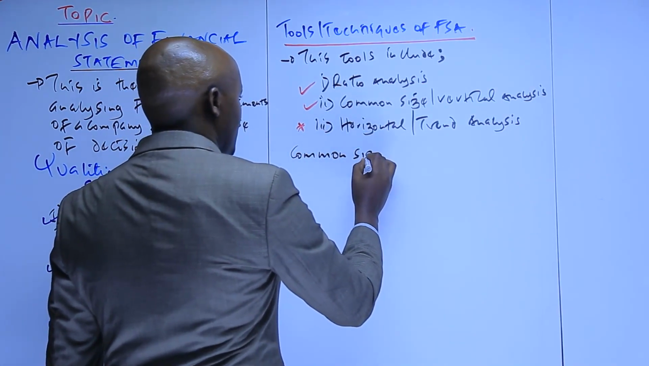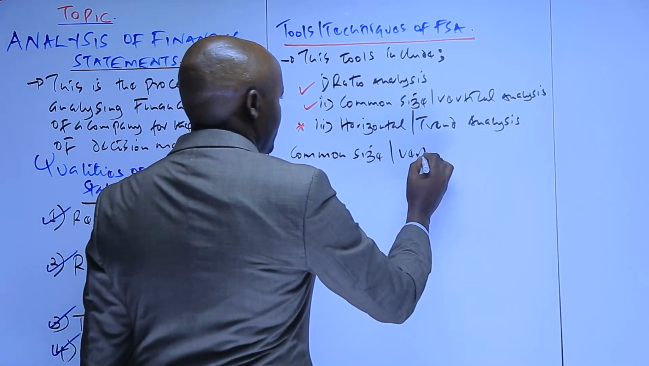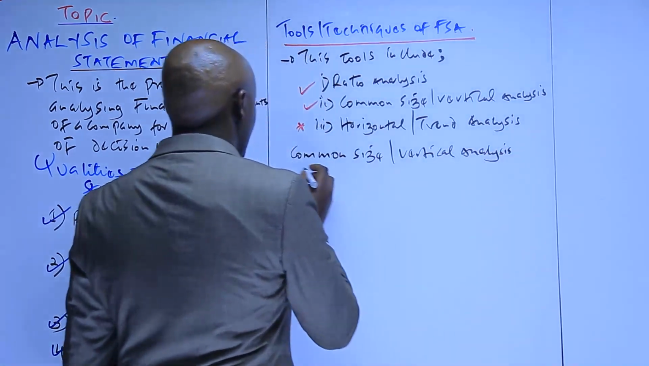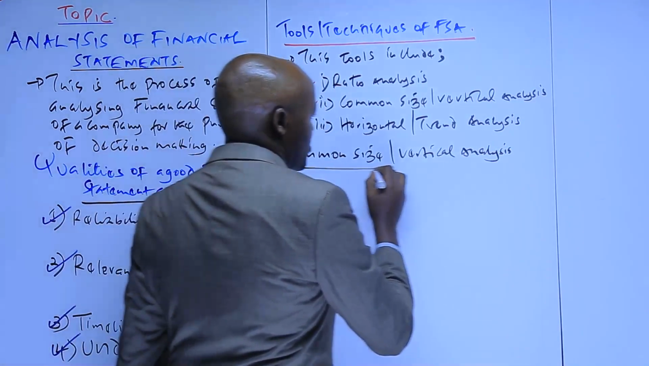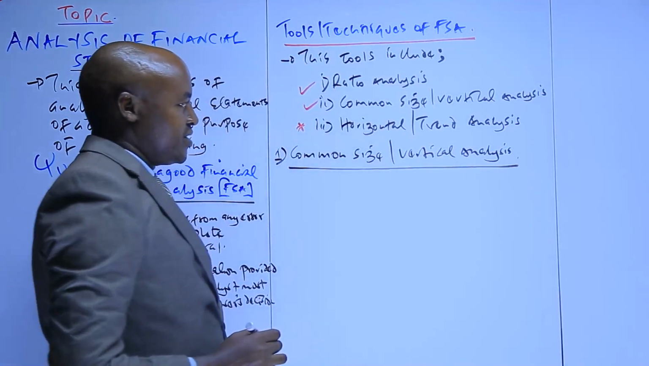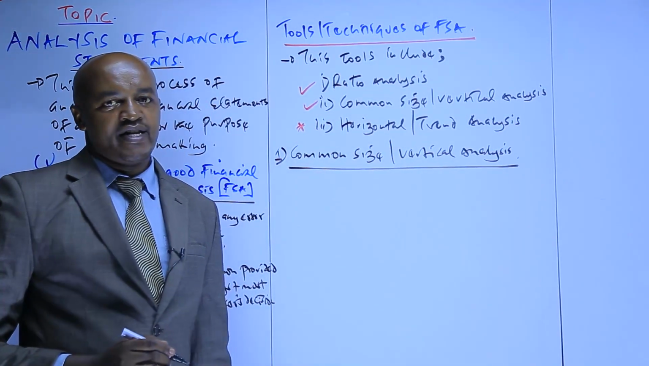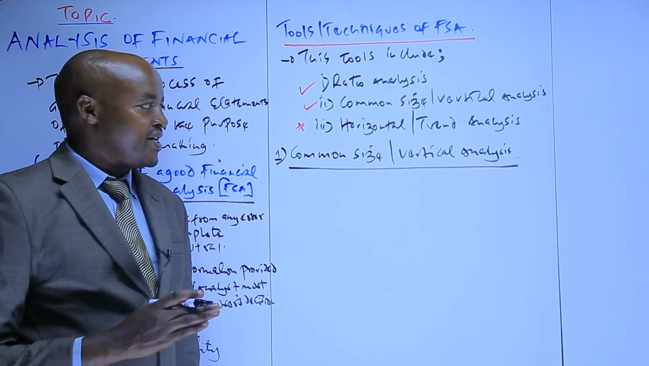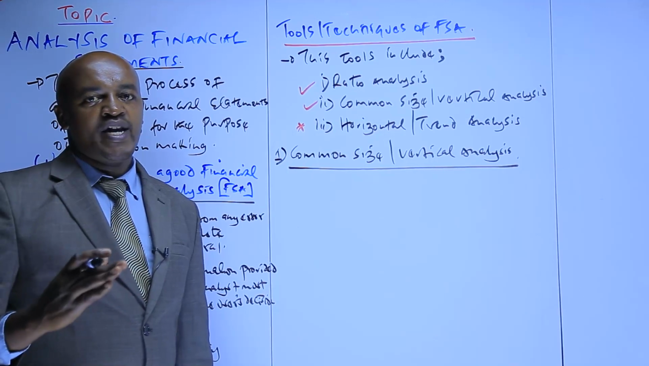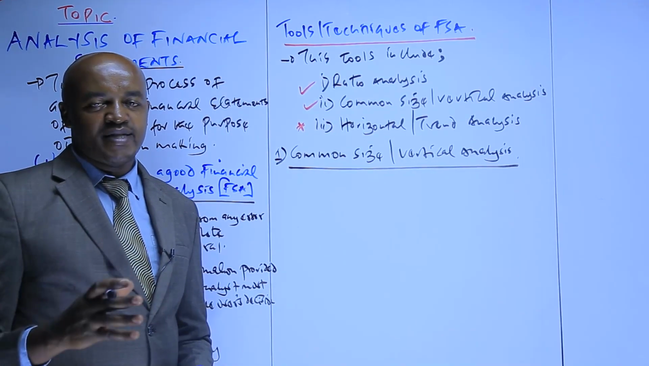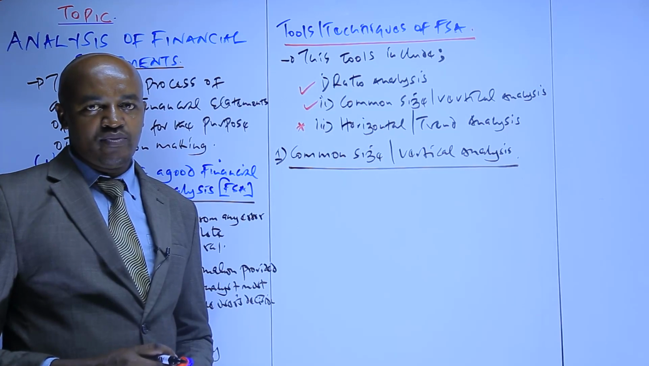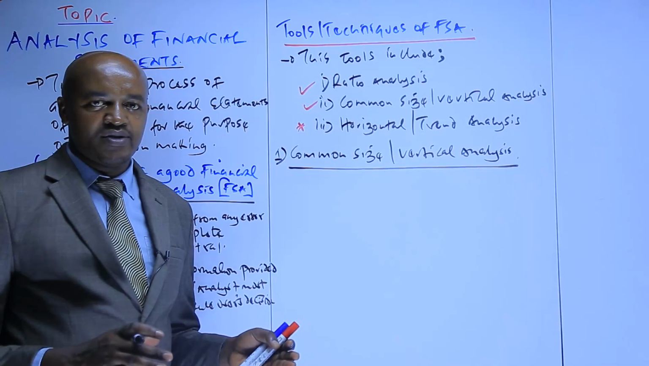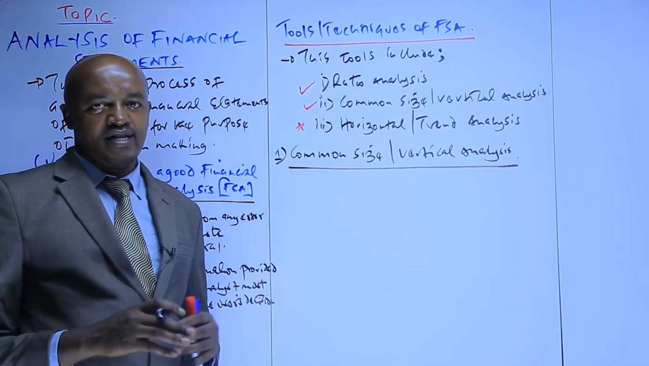So let's start with the common size, which is also known as the vertical analysis. What do you mean by the common size or the vertical analysis? This is a tool or a technique of analyzing the financial statements, majorly the income statement and the statement of financial position, and it entails expressing all the items in the financial statement as a percentage of a certain base item. So the items in the income statement and the statement of financial position will be expressed as a percentage of a certain base item.